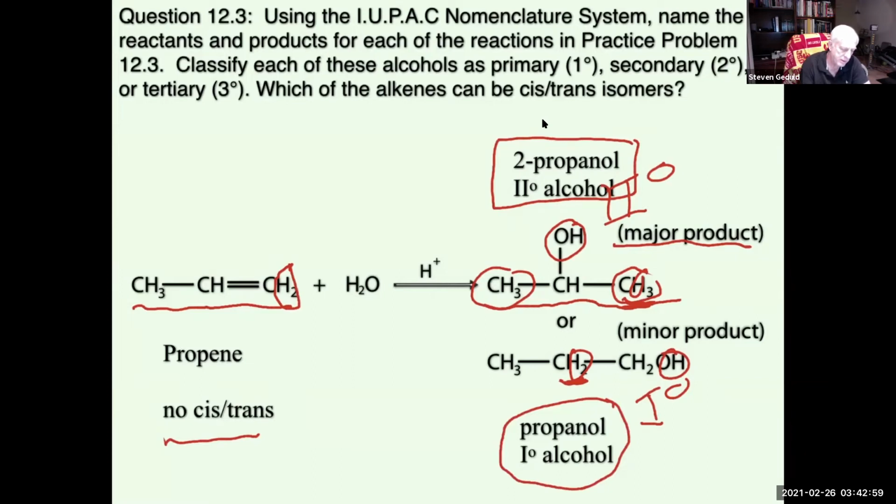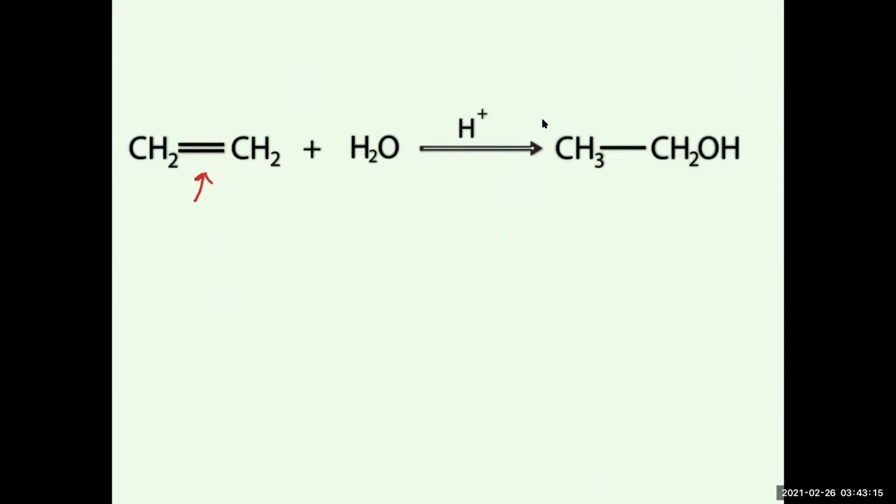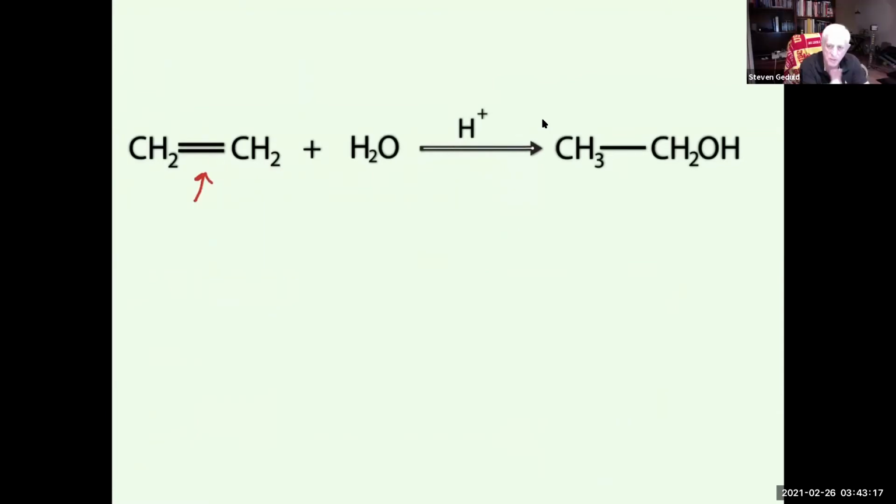Do the same thing again. Hydration reaction of ethene. Now, can ethene have a cis-trans isomer? No, perfect. Because the same group is attached on both sides of the carbon. There's no way to get a cis-trans isomer out of that.